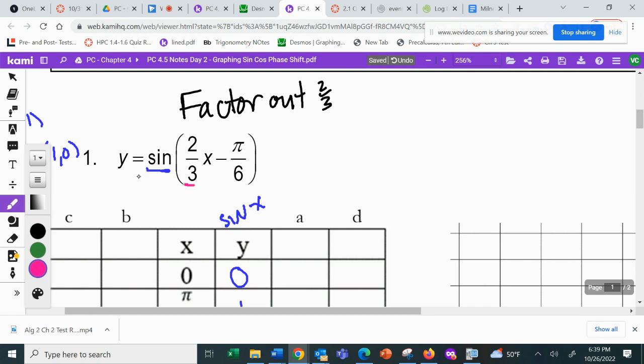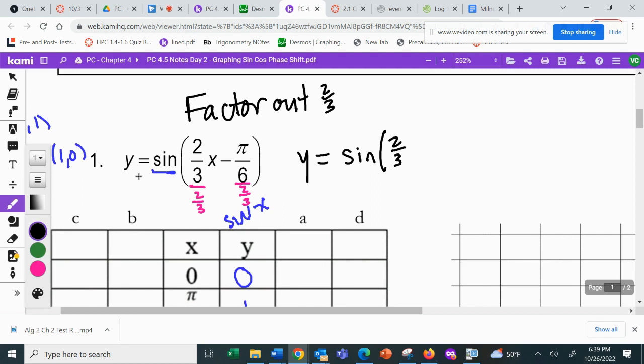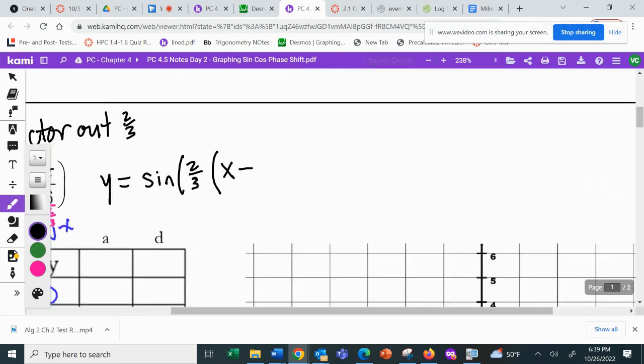So to factor, we're going to undistribute. So right here, I'm dividing out 2/3. So my equation is going to be y equals sine. I'm going to have 2/3. And then I'm going to have x minus, and we have to find what pi over 6 divided by 2/3 is. So I'm going to just go off to the side here. Pi over 6 divided by 2/3.